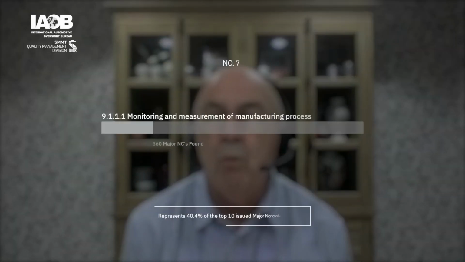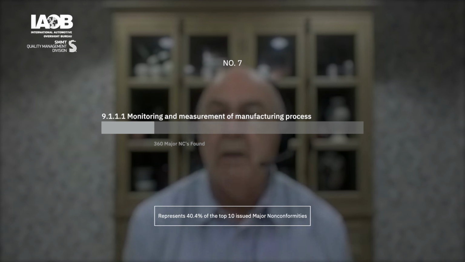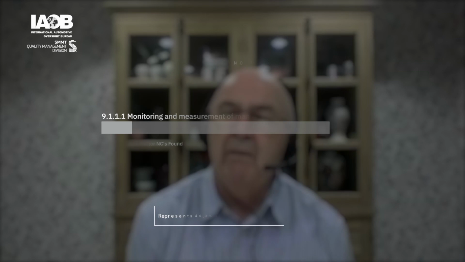Number 7 then relates to an IATF additional requirement, 9.1.1.1, which relates to monitoring and measuring of manufacturing processes. Again, Devin, any insight as to why we see this in the top 10? Yeah, so this is kind of interesting.